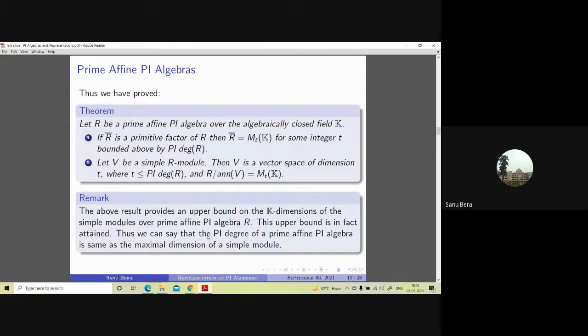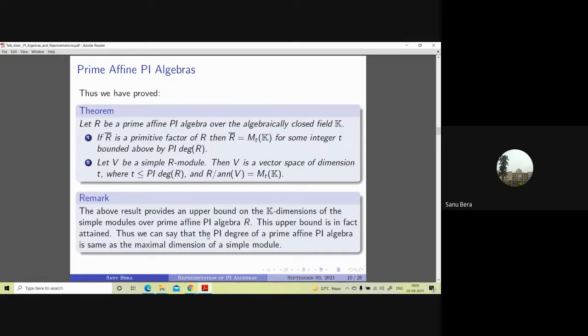Next, we just restate that as a theorem. What we have proved is that if R is a prime affine PI algebra over an algebraically closed field, then any primitive factor is a complete matrix ring over that field K, and that T is bounded by the PI degree. Here we have used T as the subscript. And number two, if we take any simple module V over R, then the dimension of V is finite, exactly T, where T is bounded by the PI degree.